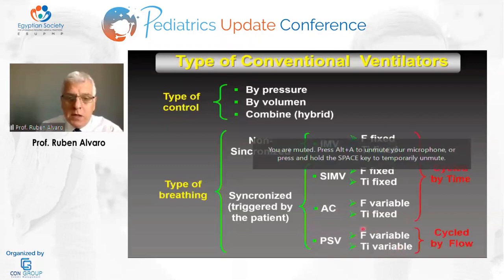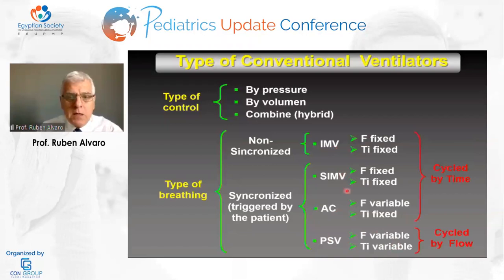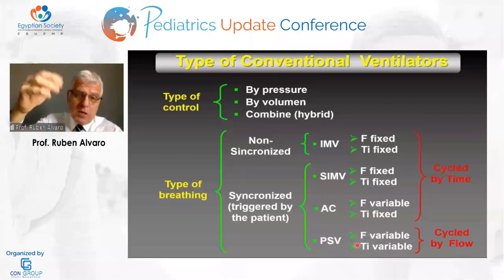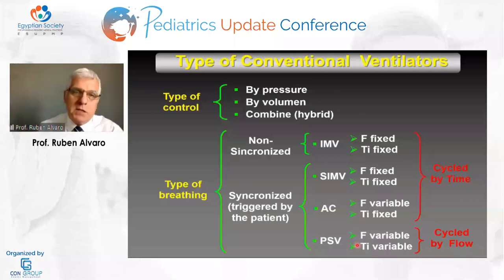So these first three forms, IMV, SIMV, and AC, are cycled by time, as I explained before, and this is related to the TI, the inspiratory time that you set. However, in the last mode, because the TI is variable, the ventilator is cycled by flow. The ventilator will measure the flow, and it will terminate inspiration when the flow wave starts dropping. And you can set the sensitivity of that, say 20% or 30% or 40% of the drop in the initial flow, to initiate expiration.